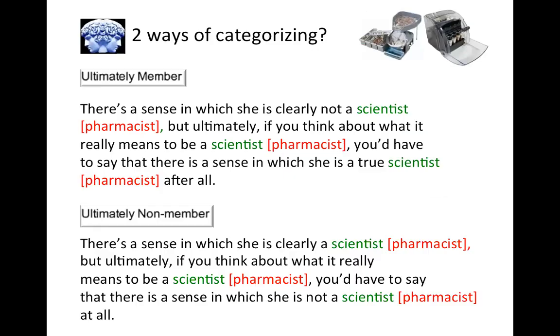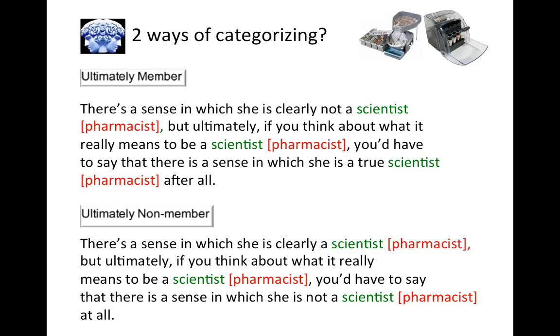If you give participants descriptions of this following sort, there's a sense in which she is clearly not a scientist, but ultimately, if you think about what it really means to be a scientist, you'd have to say that there is a sense in which she's a true scientist. After all, people should find that to be a coherent thing to say for concepts such as scientists, but not for concepts such as pharmacists.